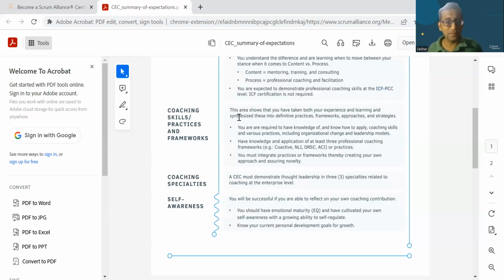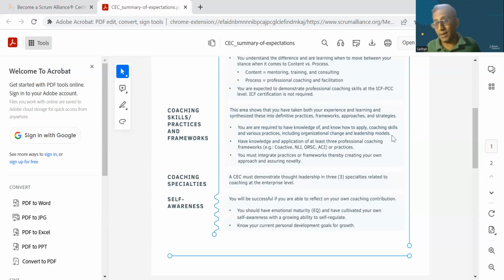And also, it shows that you have taken both your experience and learning and synthesized them into definitive practices, frameworks, approaches, and strategies. You are required to have the knowledge and know how to apply coaching skills and various practices, including organizational change leadership models. This is something which I emphasize, because every agile journey, every agile enabler, every agile coach, when you go to the middle, you are expected to change.